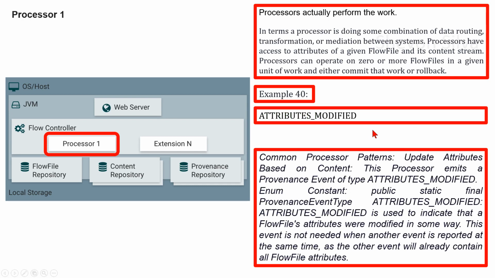Now we are considering update attributes based on content in common processor patterns. This processor emits the provenance event type ATTRIBUTES_MODIFIED, the enum constant public static final ProvenanceEventType.ATTRIBUTES_MODIFIED. ATTRIBUTES_MODIFIED is used to indicate that the flow file attributes were modified in some way. This event is not needed when another event is reported at the same time, as the other event will already contain all flow file attributes.